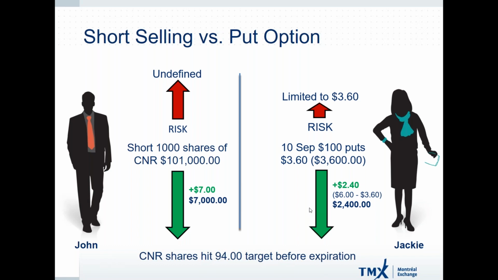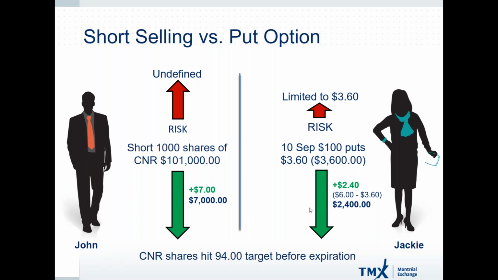Now, if the shares drop to $94 as anticipated, she's going to make the profit of the difference between the settlement value at 94 and the strike price, which is 100, less the premium. The difference between the strike price of $100 and the settlement value on expiration at 94 is $6. So the minimum value that that option contract is going to be worth is $6 per share. It's the difference between the strike price and the settlement value of the underlying security.